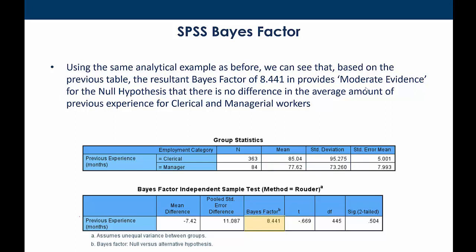What we're actually saying here is that you are 8.44 times more likely to get that data, to get a difference as large or as small as the one observed, if the null hypothesis is true than if the alternative hypothesis is true. So we're not saying that the null hypothesis is 8.44 times more likely to be true than the alternative. We're saying that the data is 8.44 times more likely to occur under the null hypothesis than the alternative hypothesis.